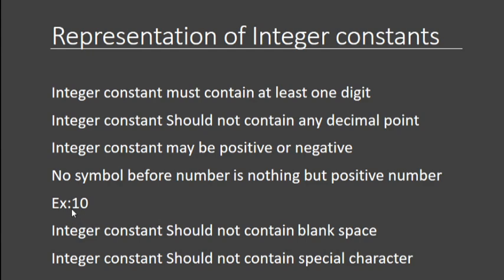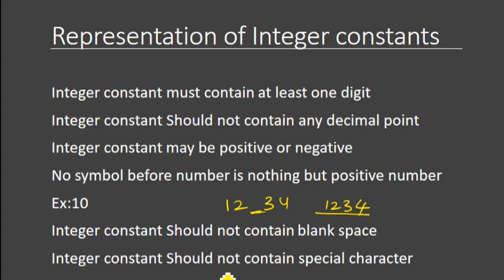Example: 10 is a number, so there is no symbol before it, hence it is a positive number. An integer constant should not contain any blank space. For example, I should not write 12 34, right? It is wrong. I should write 1234. It is an integer number, so blanks are not allowed.